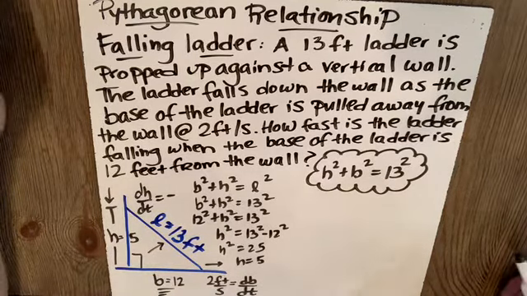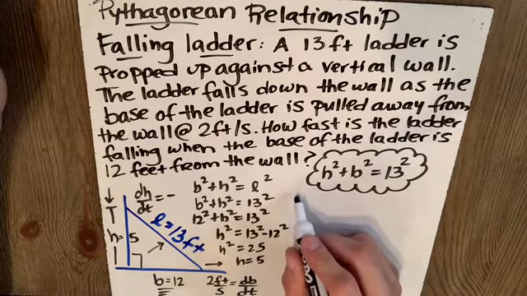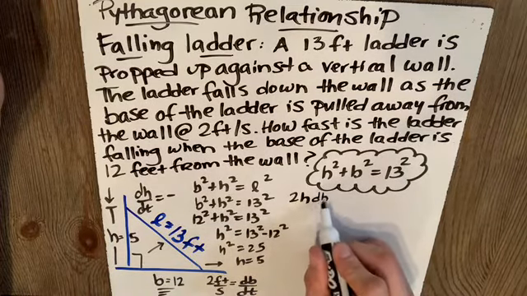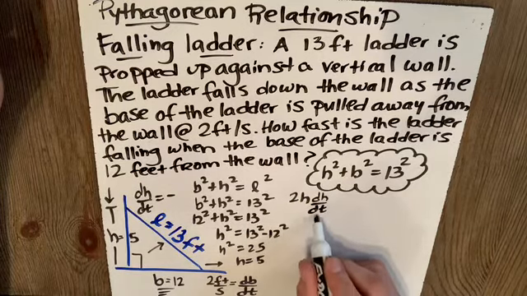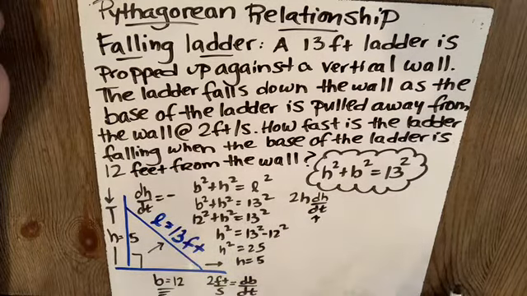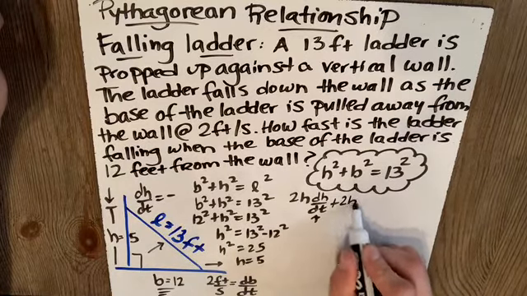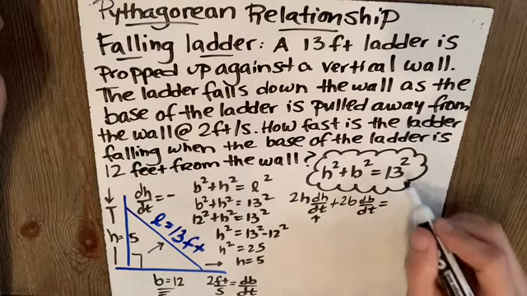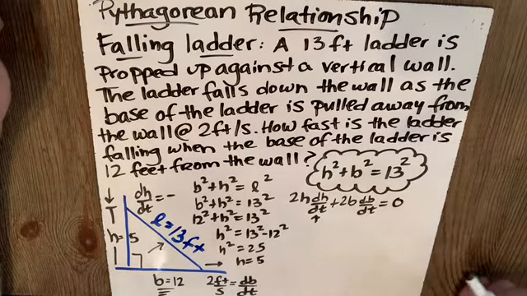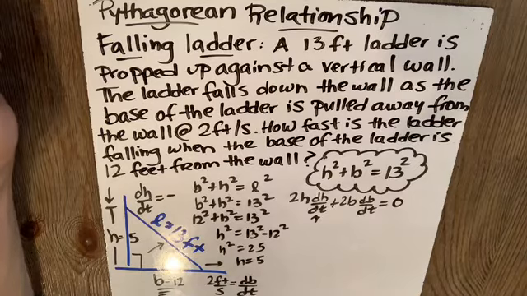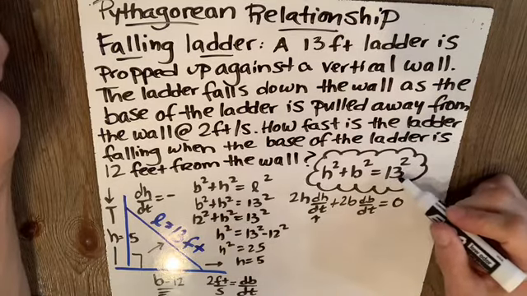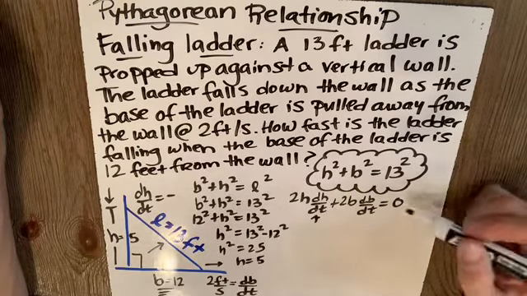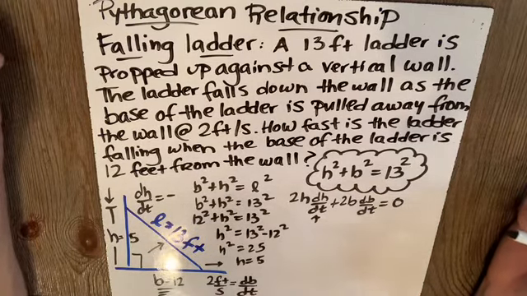So if I take the derivative of both sides with respect to time, power rule and chain rule: 2h to the first dh/dt, which is the variable we don't know and we're expecting to be negative, plus 2b to the first db/dt is equal to the derivative of a constant, which is 0. So I could have left this as L, 2L to the first dL/dt, but of course if L is a constant, dL/dt is 0.